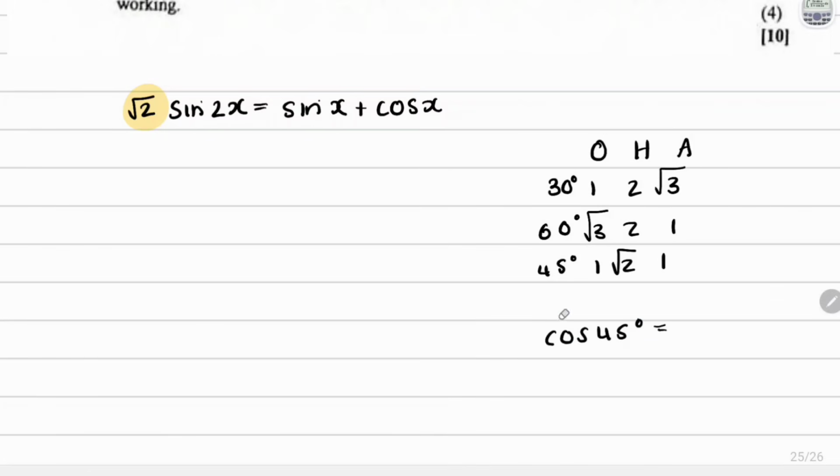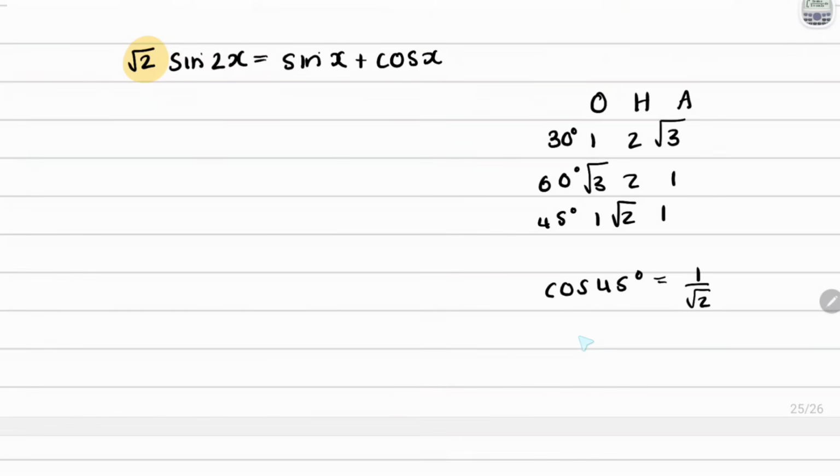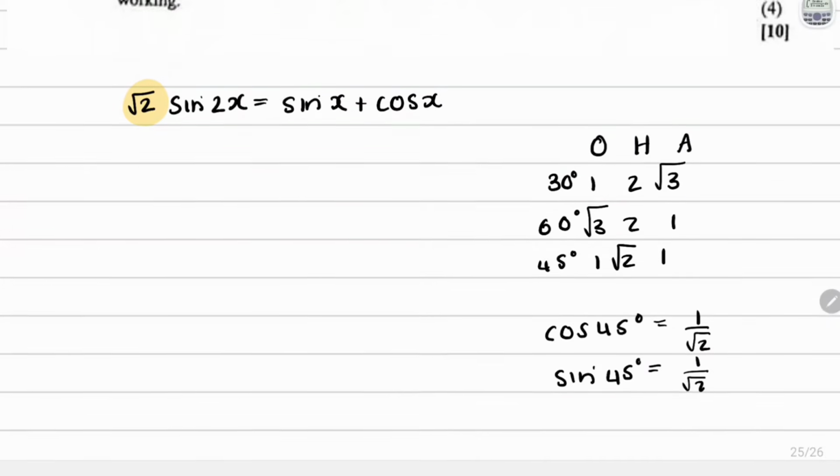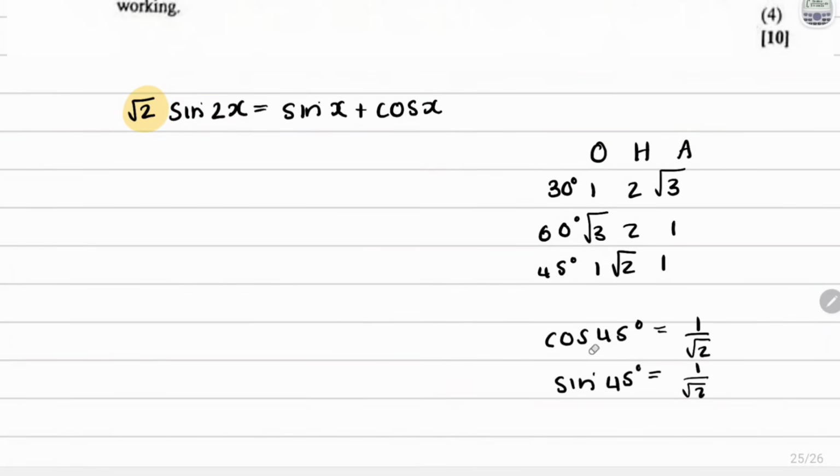Cos of 45 degrees, cos is adjacent over hypotenuse. So by the 45 degrees, we take the adjacent, which is a 1, over hypotenuse, which is square root 2. And if you try it with sine as well, sine 45 degrees is 1 as well, the opposite, over hypotenuse, square root 2. So it's the same thing. Okay, so that's probably what they're trying to do. And that makes sense that it's working for cos and sine.